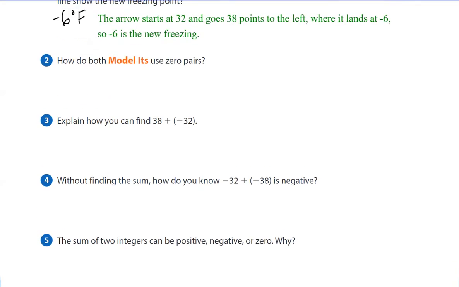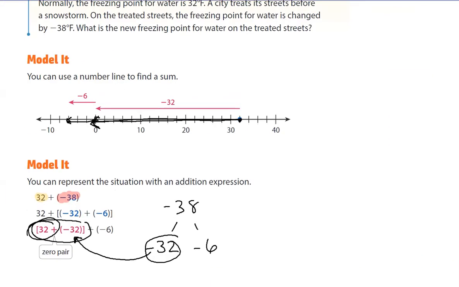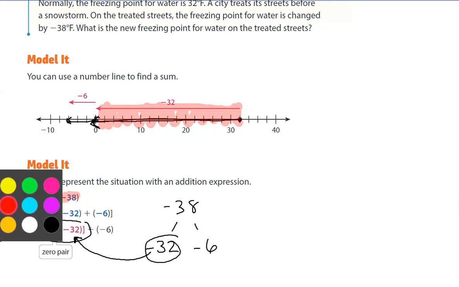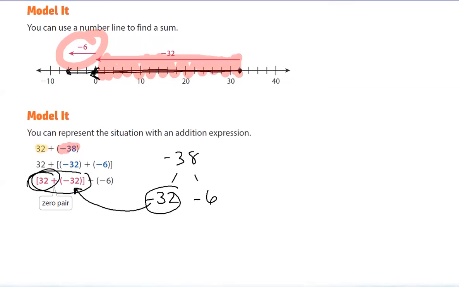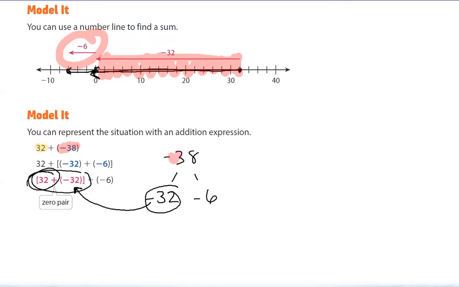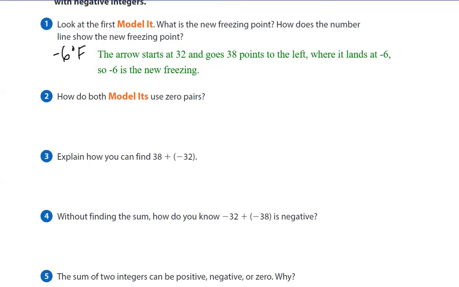How do both models use 0 pairs? Okay, well, if you look right here, how they did it with the -32 first. So all this is basically a 0 pair, and then this is what's left over. And then the second model, remember, they had decomposed the -38 to cancel out the +32 to create a whole set of 0 pairs, and then -6 is left over. But we can't write all that down, so what are we actually going to write down in this spot?